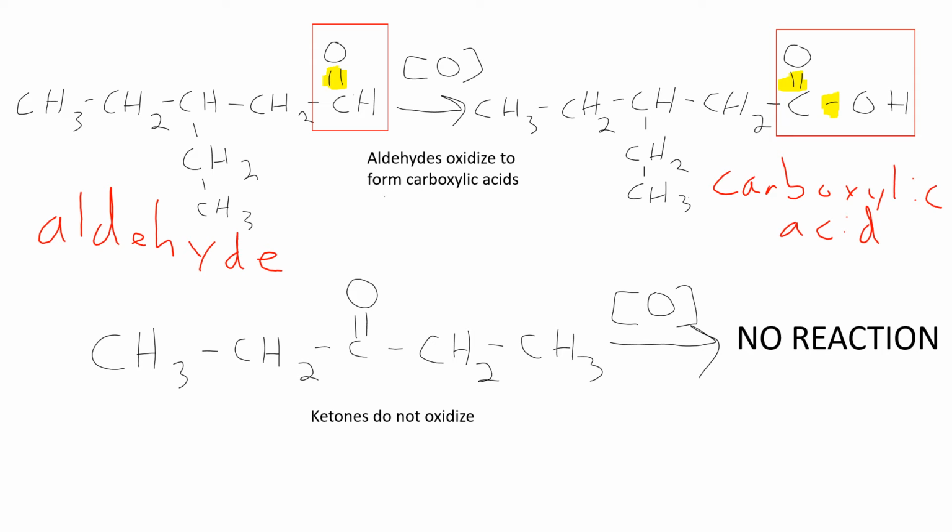To make room for that new carbon-oxygen bond, what did we have to do? We had to get rid of a carbon-hydrogen bond. Our aldehyde had 1 carbon-hydrogen bond. Our carboxylic acid, when you look at it, doesn't have any.